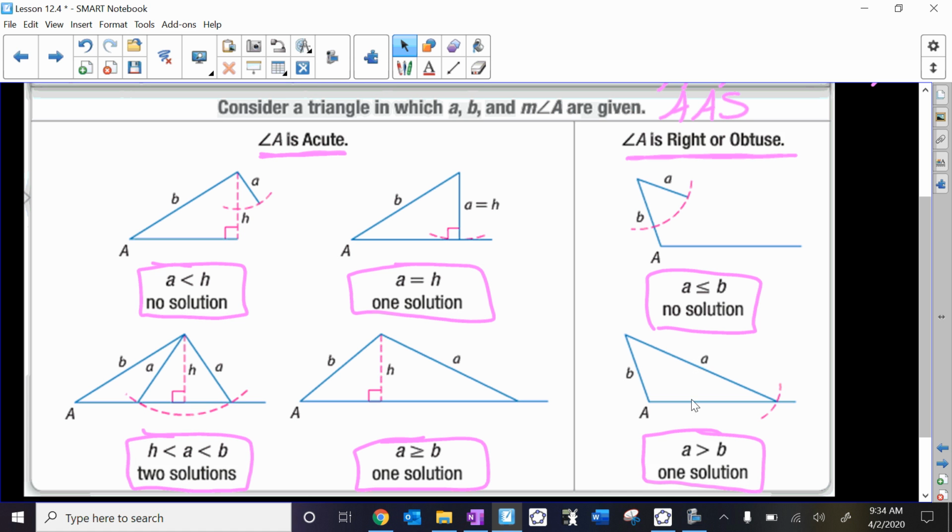And that's how you're going to have to determine whether you have one triangle, two triangles, or no triangles.